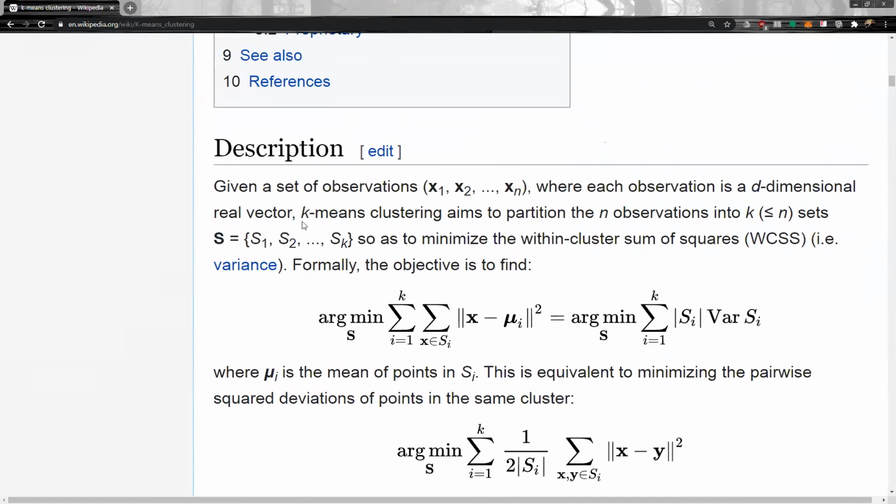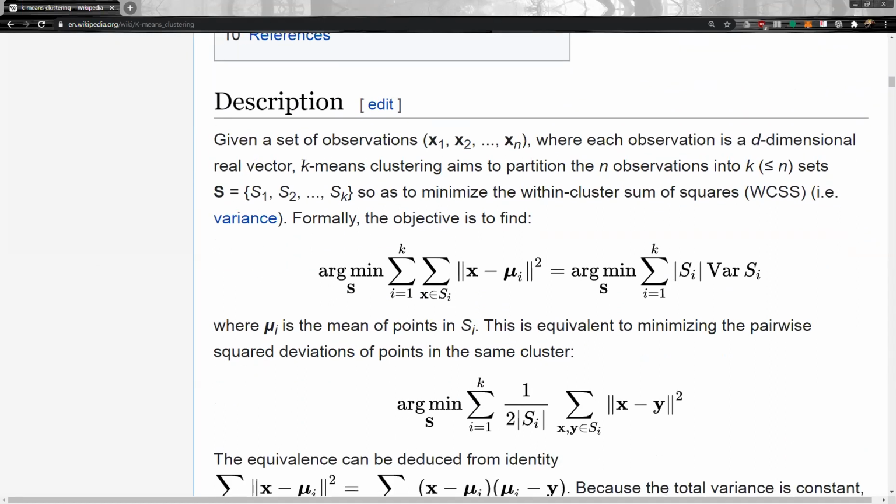And then k-means clustering. Okay, what is k-means clustering? K-means clustering aims to partition these n observations. We want to partition these n observations into k sets. Okay, k of course, because we are partitioning n into k, so k should be smaller than n.